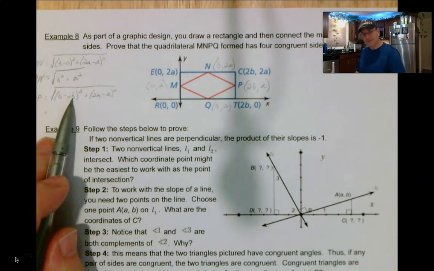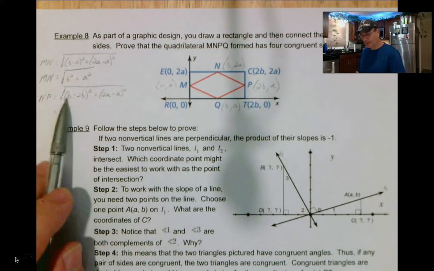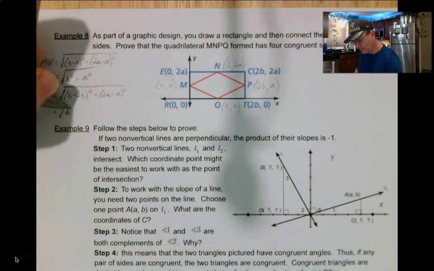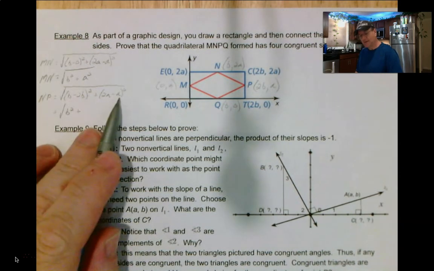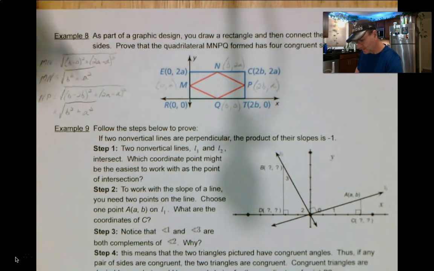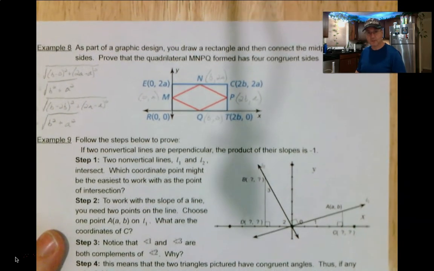B minus 2b is negative b. Negative b squared is b squared. 2a minus a is a squared. Well, I got MN and NP are congruent. Two more to go. Let's go PQ next.